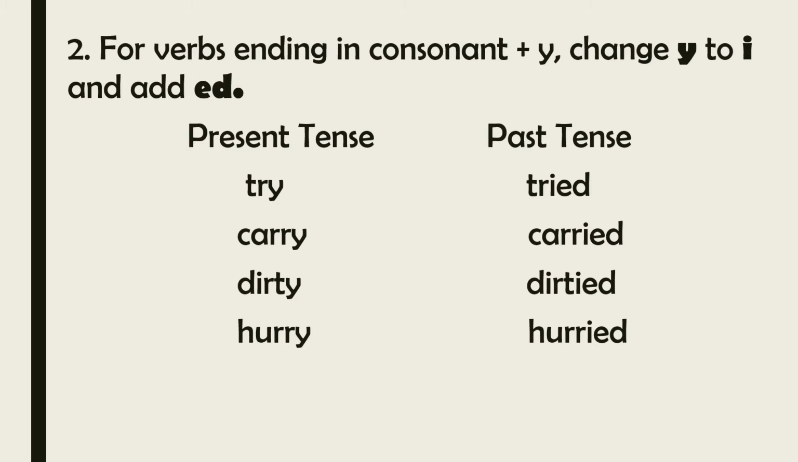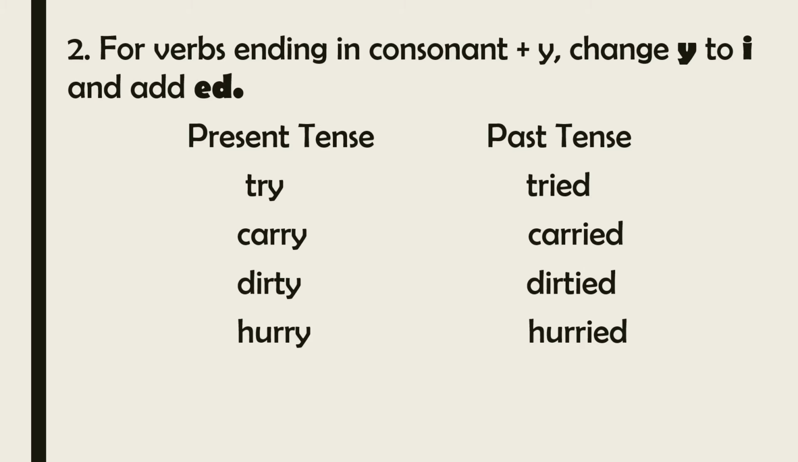Number 2, for verbs ending in consonant y, change y to i and add ed. Examples in the present tense, the verbs are try, carry, dirty, and hurry. Transforming these into past tense, try becomes tried, carry becomes carried, dirty becomes dirtied, hurry becomes hurried.